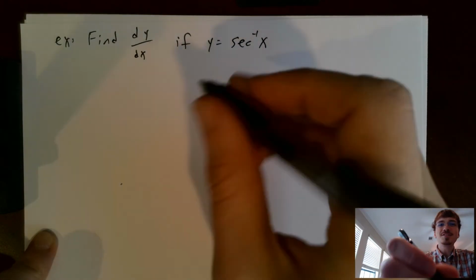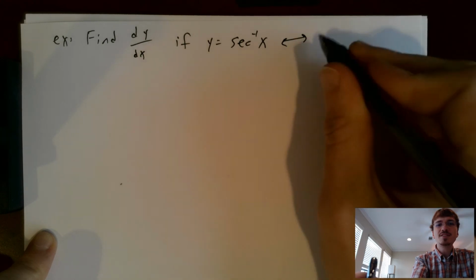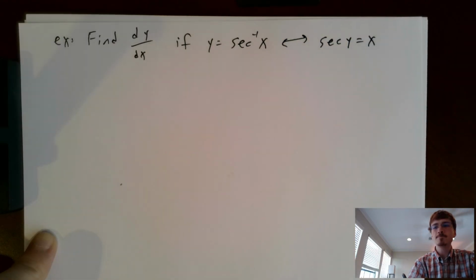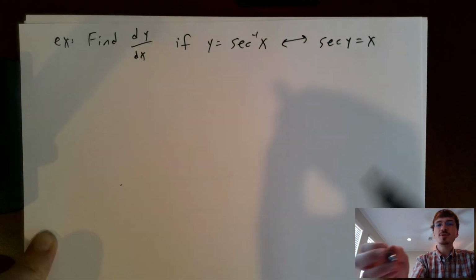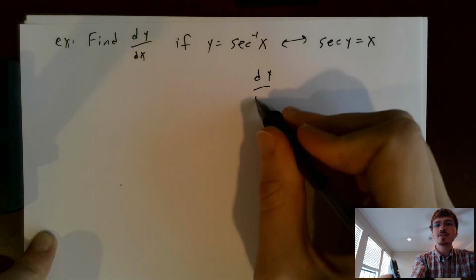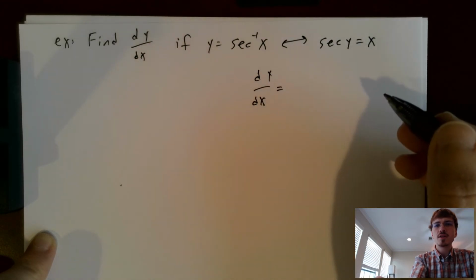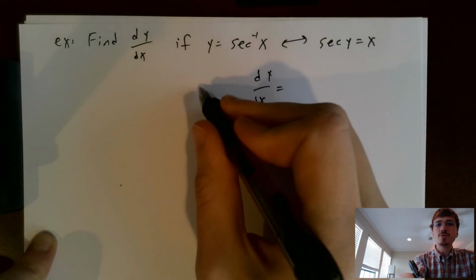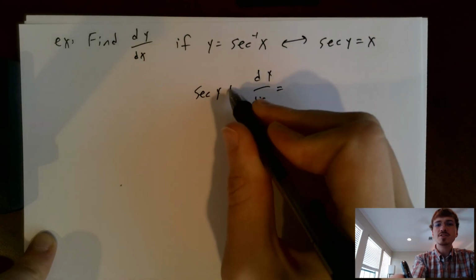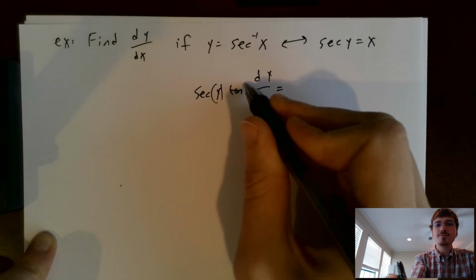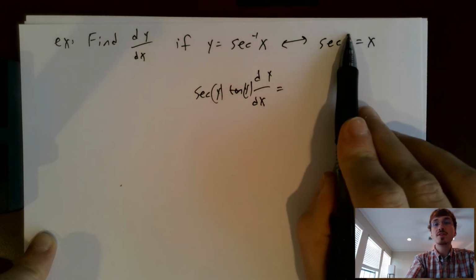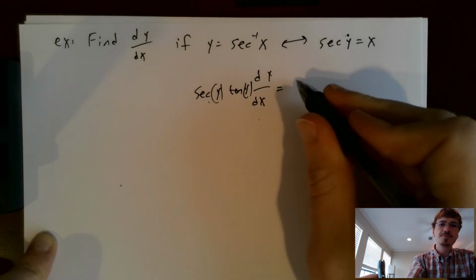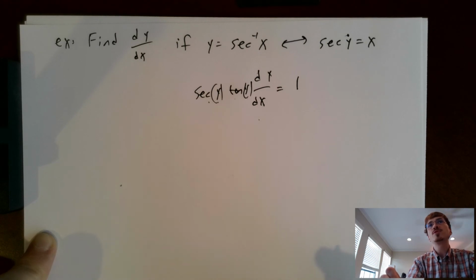Alright, so let's unpack this. We have that this is exactly the same as saying that the secant of y is equal to x. Yeah? Let's differentiate both sides with respect to x. dy dx. Oops. Well, I need to put my secant y, tangent y. Sorry about that. What's the derivative of secant stuff here? It's secant stuff, tangent stuff, times the derivative of what's inside. And the derivative of x with respect to x is 1.